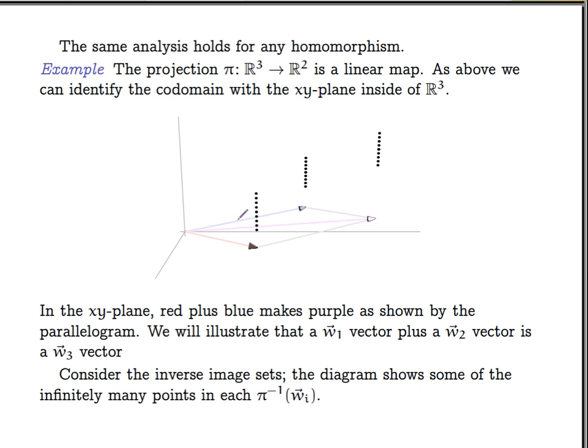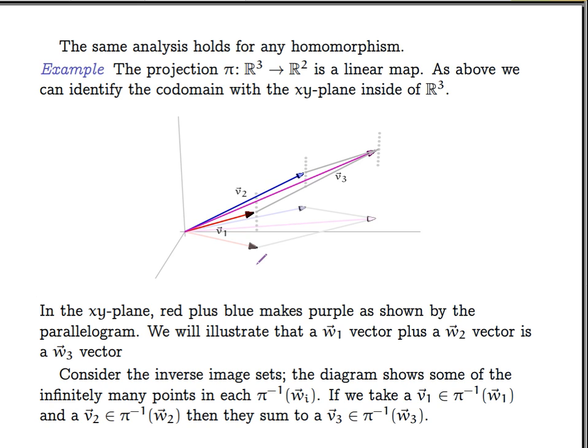Now, the point he's trying to make is if I take any vector in the inverse image of this vector here, and I add that to any vector in the inverse image of this vector here, that will get me another vector that's in the inverse image of this third vector here. In other words, you can say that addition down in the codomain in some sense lifts to addition in the domain.